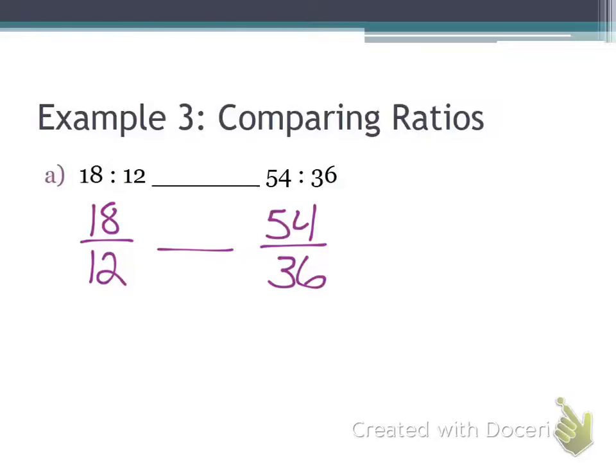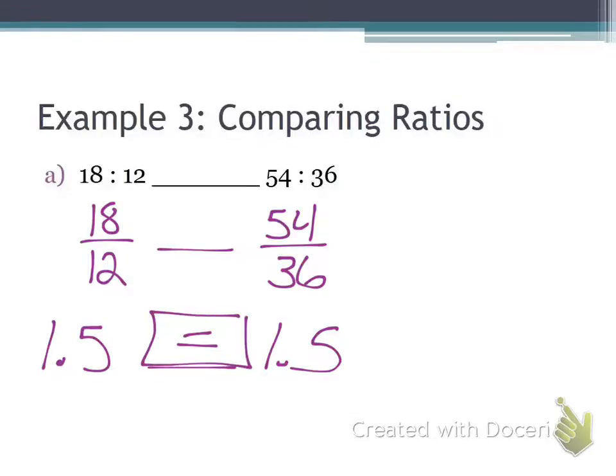18 over 12 as a decimal is 1.5. What's 54 over 36? 1.5, so they're equal. My work is showing the decimal values. So comparing ratios, what do you have to do? Change it to a fraction, then a decimal. Yes, very good. That's how we compare ratios.